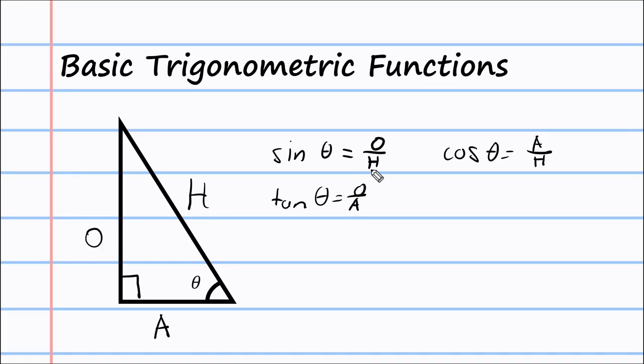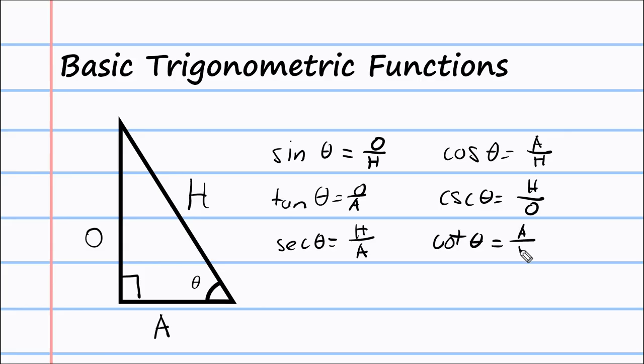Okay, there we go. Now, the next 3 trigonometric functions are just reciprocals of the first 3 that I had just written. So cosecant theta is the reciprocal of sine theta, so that'd just be hypotenuse divided by the opposite. Secant theta is a reciprocal of cosine theta, which is just the hypotenuse divided by the adjacent. And cotangent theta is a reciprocal of tan theta, which is just adjacent over the opposite. So these are your 6 basic trigonometric functions.